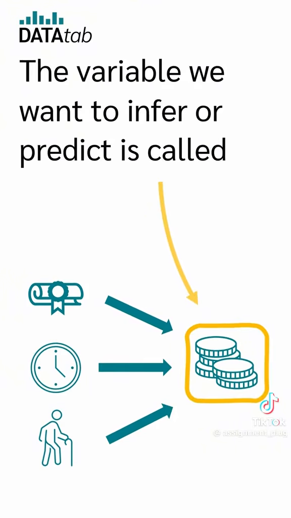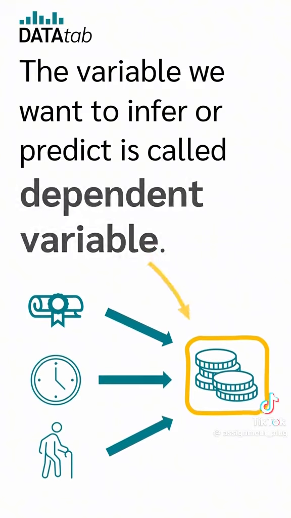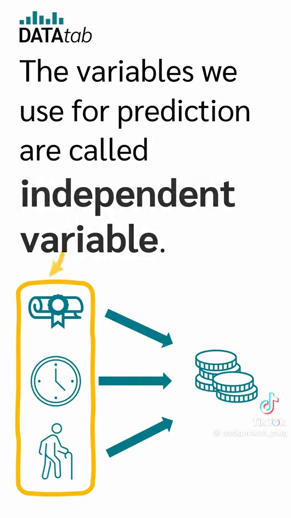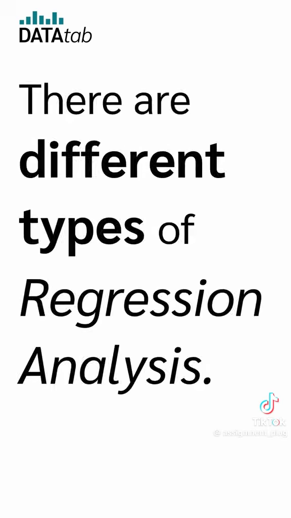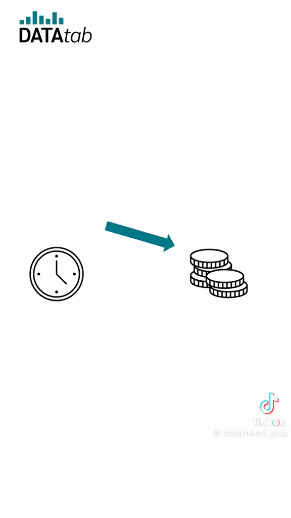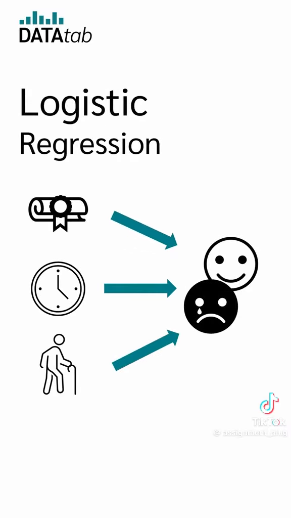The variable we want to infer or predict is called the dependent variable. The variables used for prediction are called independent variables. Okay, great. Now there are different types of regression analysis. There is the simple linear, multiple linear, and logistic regression.